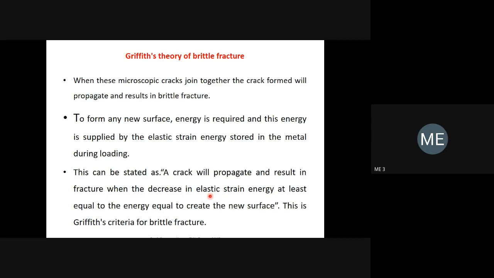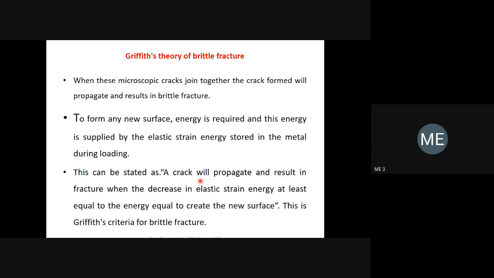So when a crack propagates, there are two energies. One is the strain energy, which is the elastic strain energy. The other is the surface energy. The elastic strain energy should be at least equal to the energy required to create new surfaces. That elastic strain energy should be able to create new surfaces. Only then will the crack generate and propagate, and finally fracture will take place.